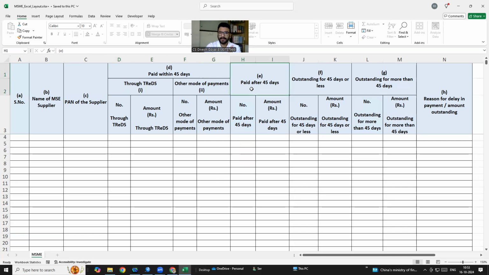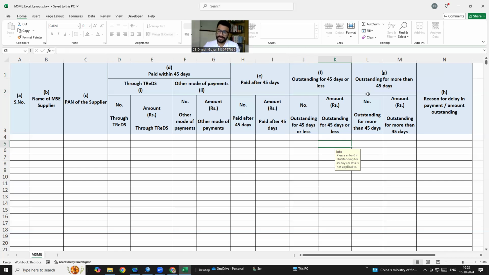Now second, paid after 45 days. If you have made payment to any MSME vendor during the half year after the 45 days, but before closure of the half year, still you have to make an entry here. Number of days, how many days after 45 days, and amount. Then third, outstanding for 45 days or less. Now you are having the MSME vendor, at the end of the half year their payment is pending, that is less than 45 days. Still you have to mention the detail here.